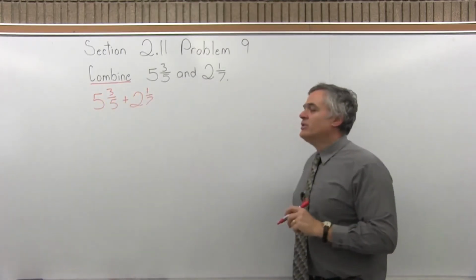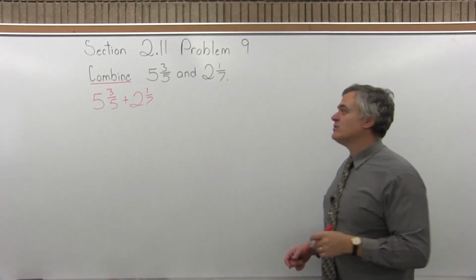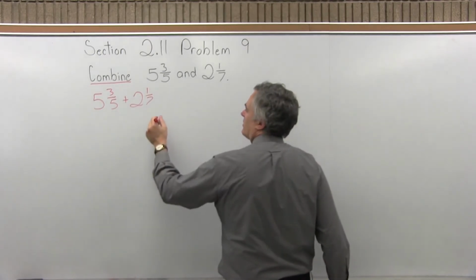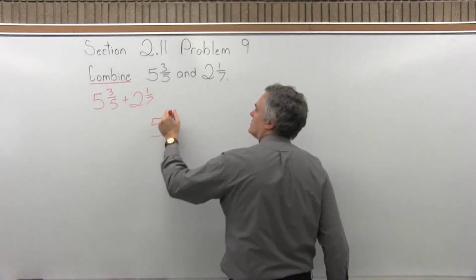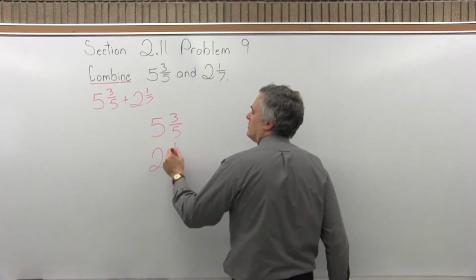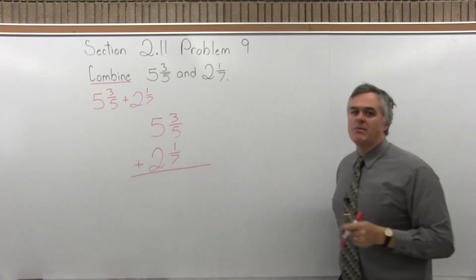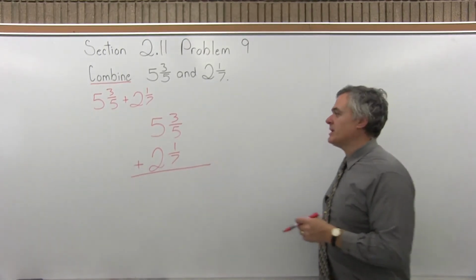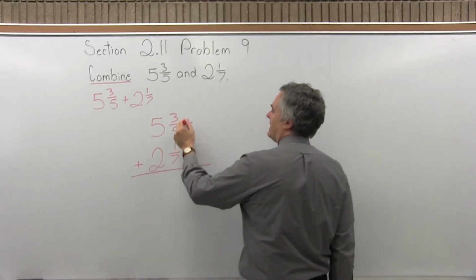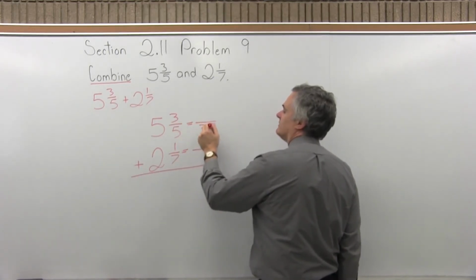And like many of the previous problems in this section, the problem can be done in this horizontal format, but I prefer the vertical format. I find it just a little bit easier to do, so I'll write it this way: 5 3/5 plus 2 1/7, like that. Now, in order to add my fractions, I need to make common denominators. I have denominators of 5 and 7, so a good common denominator is 35.